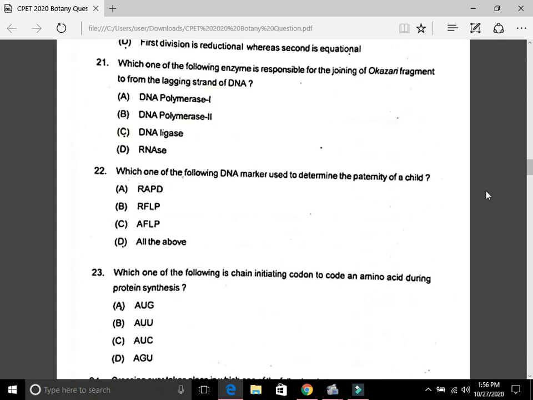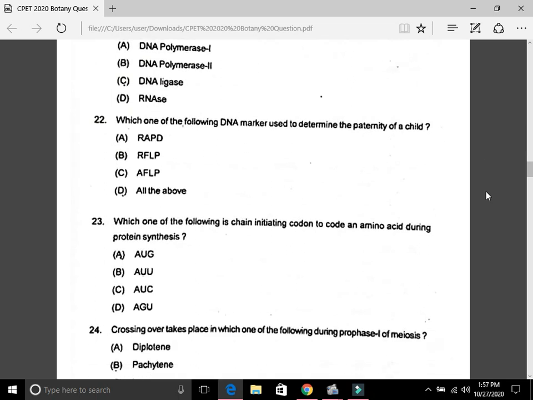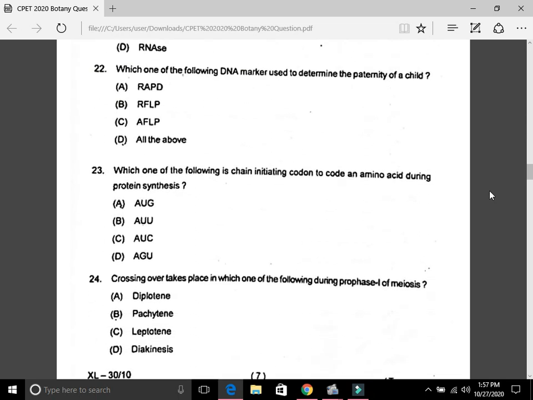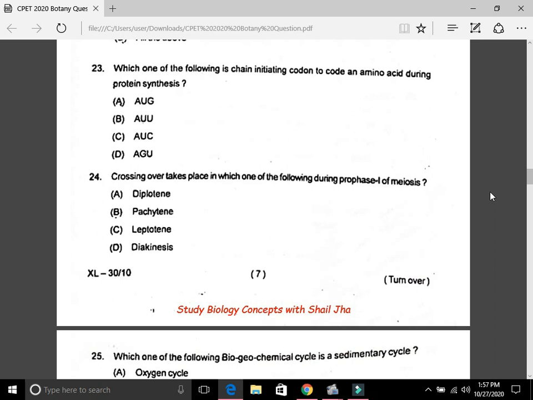Question number 21. Which one of the following enzyme is responsible for joining of Okazaki fragments to form the lagging strand of DNA? The answer is C, that is DNA ligase. Which one of the following DNA marker is used to determine the paternity of a child? The answer is B, RFLP, that is restriction fragment length polymorphism.